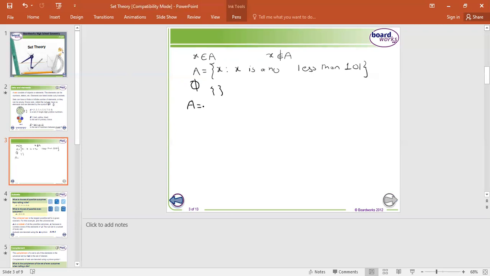Okay. If A is the set of all natural numbers whose square is 100, so this is the set A of all natural numbers whose square is 100. 10 squared will be 100. So this is the set. A is a singleton set because there is only one natural number whose square is 100.